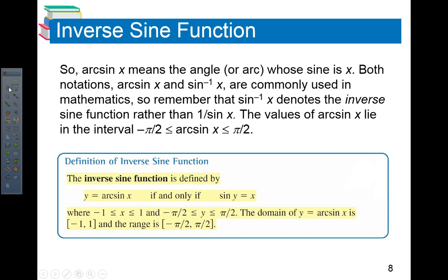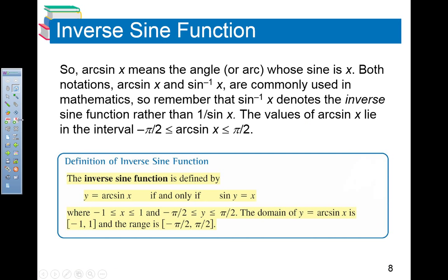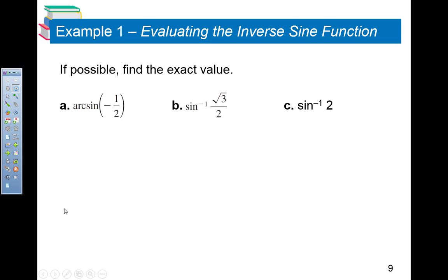The inverse sine is defined by y equals arc sine of x if and only if sine of y equals x, where x goes from negative 1 to 1 and y goes from negative pi over 2 to pi over 2. The domain of arc sine is negative 1 to 1, and the range is negative pi over 2 to pi over 2. So this is a function that ends. It doesn't go on forever like sine. We'll talk about what the graph looks like in a minute. But then you have problems to do based on this idea.